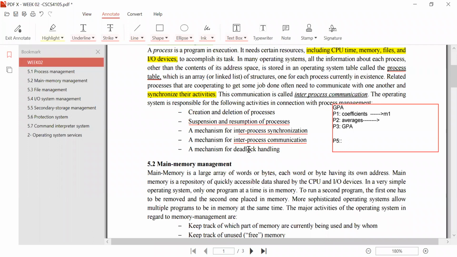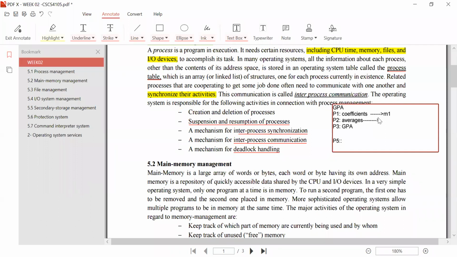And there is also another important part that we will still look at, deadlock handling. The operating system also provides mechanisms for handling deadlocks. A deadlock is simply a situation in a computer system where you have two processes that are blocked. For example, process 1 is waiting for some output from process 2, and process 2 is waiting for some output.